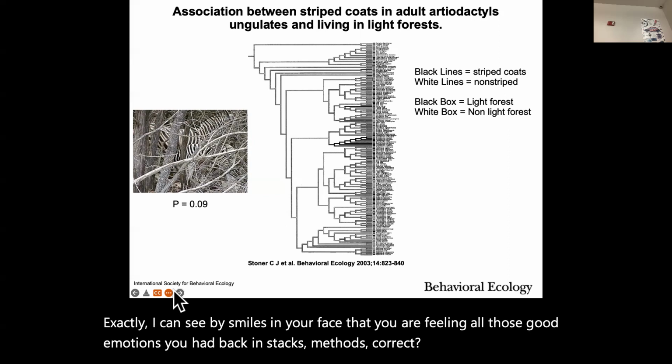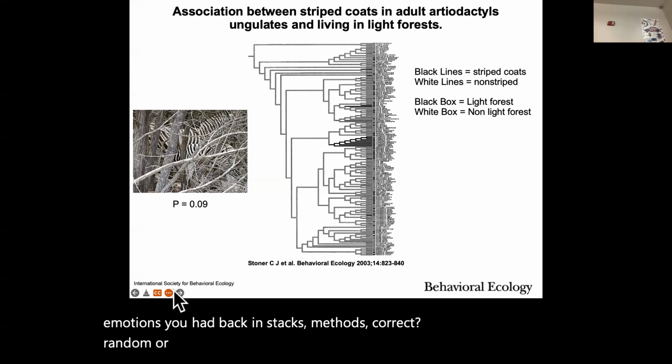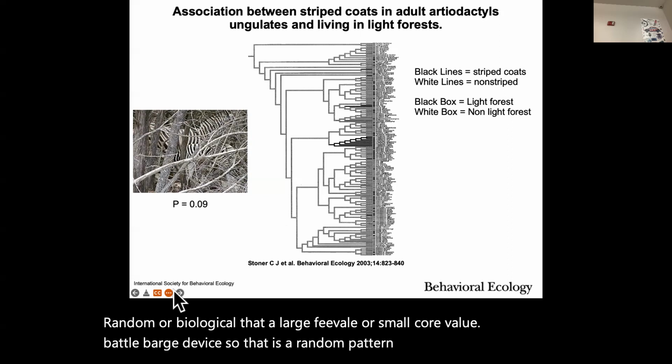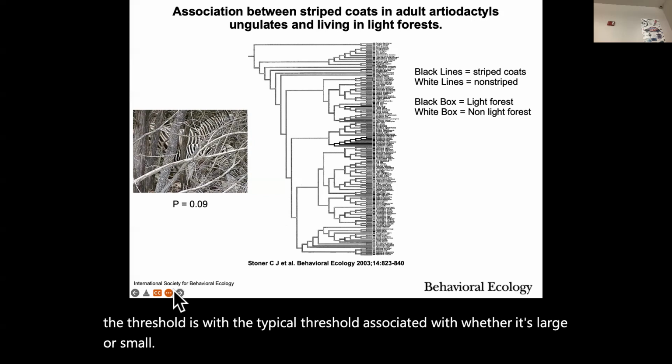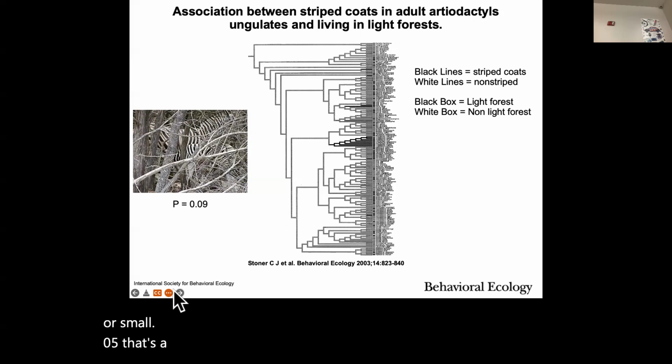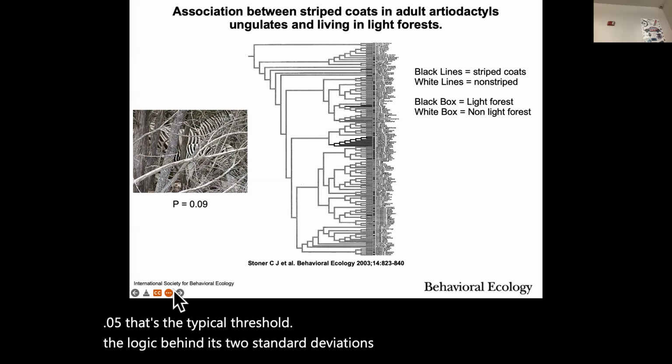Fantastic. Random or biological? Is that a large p-value or small p-value? That is a large p-value. So that is a random pattern. Someone remind me what the typical threshold is associated with whether it's large or small? 0.05, right? The logic behind it is 2 standard deviations away from a traditional normal distribution mean. That's the logic.